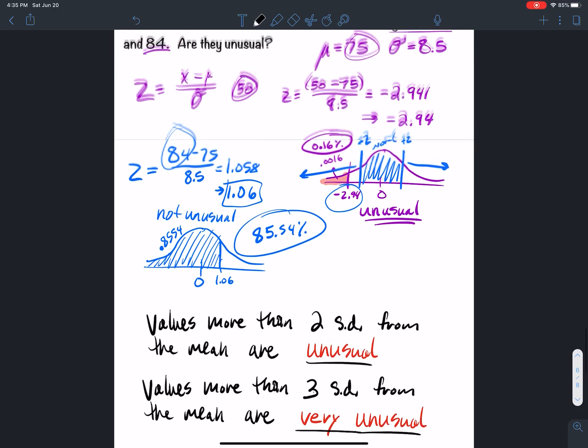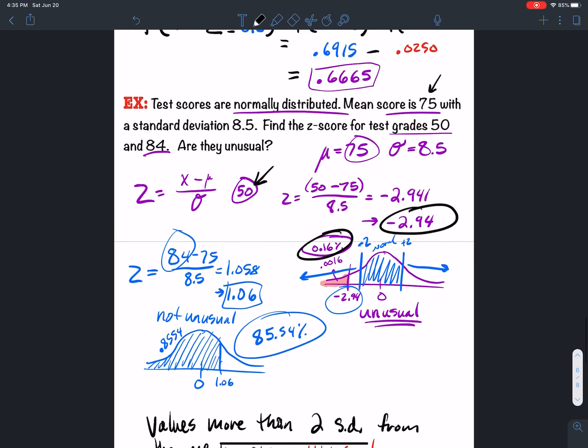So with that first test score of a 50, we were 2.94, basically 3 standard deviations away from the mean. And you're not even in the first percentile. That's really unusual to score a 50 when the average was a 75. So if you're scoring a 50 or lower, might be time to drop.